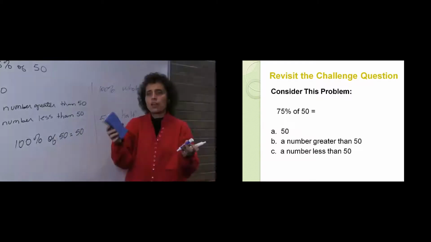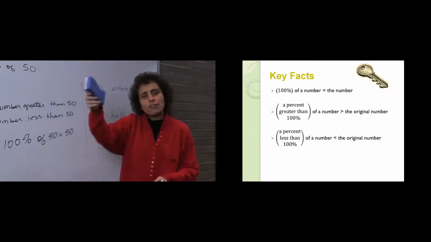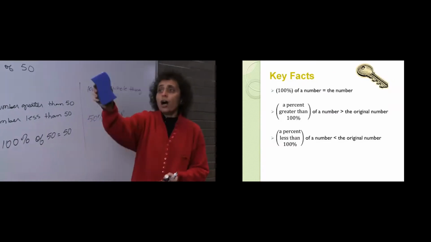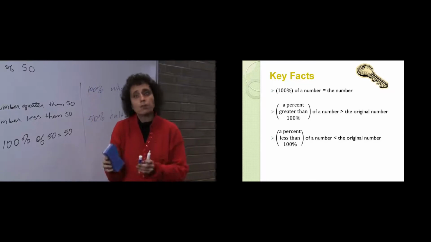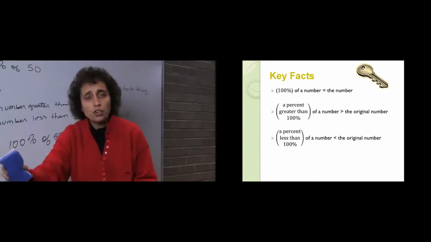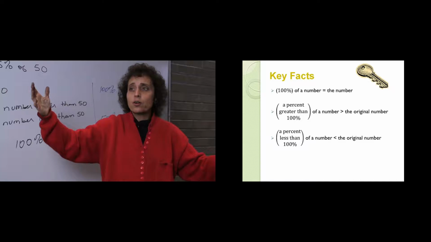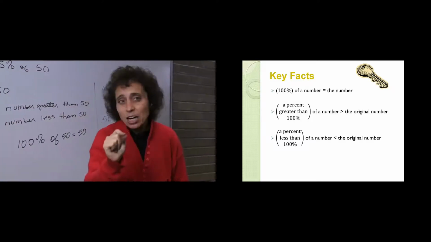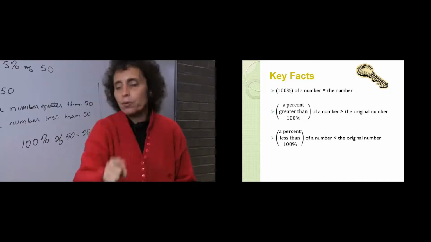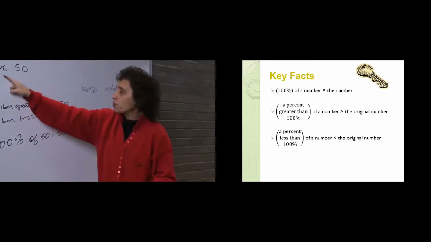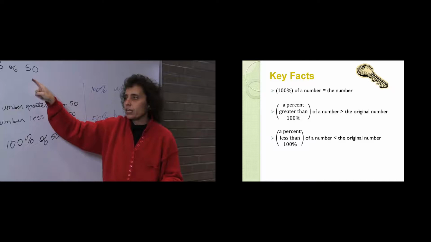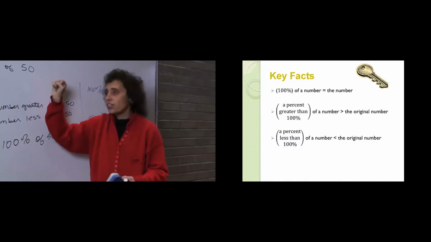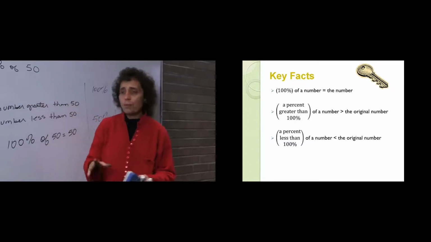Let's summarize this. On the key fact in your workbook, it says 100% of a number is equal to the number. A percent greater than 100%, maybe 200%, is greater than the original number. And a percent less than 100% is less than the original number. So for instance, 75% has to be less than 50, because 100% of 50 is the entire number. I hope that makes sense.